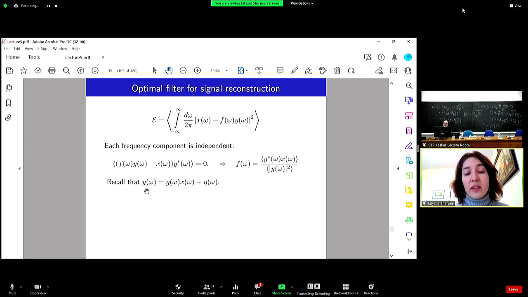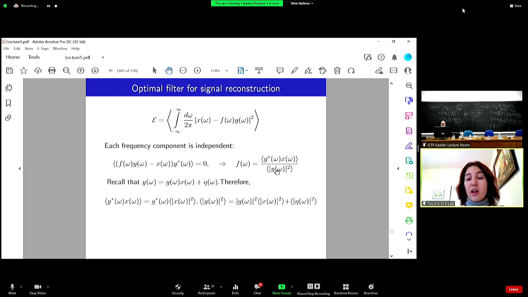Now, in our case, the signal Y of omega is related to X of omega with G. So one can rewrite this top part, Y complex conjugate of omega times X. When we average, the noise disappears, and so it's G complex conjugate of omega times the power of the signal. And then the output power of Y is what we already had in the past: the gain squared times the input power plus noise.